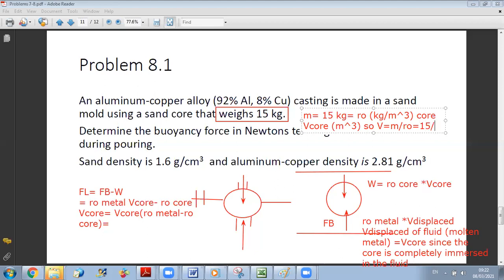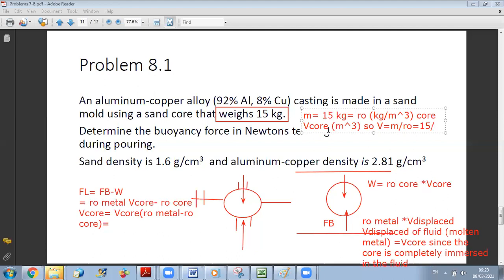15 over, here you should pay attention, okay? The unit of rho is given in gram per centimeter cube. So you need to convert it to kilogram per meter cube. Or if you want to keep rho in gram per centimeter cube, then you should convert your mass to gram, and the volume you will get will be in centimeter cube. So you can play with units as you like, but you should have units that are suitable with each other.